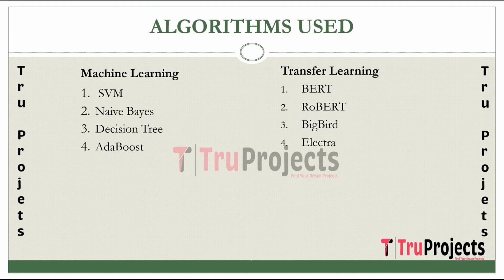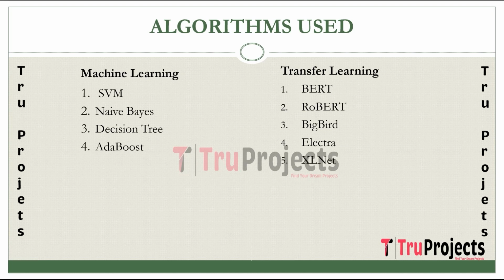The next algorithm is ELECTRA, which is Efficiently Learning an Encoder that Classifies Token Replacements Accurately. It is a transformer-based model that introduces a new pre-training task called replaced token detection. Unlike BERT, which uses masked language modeling, ELECTRA replaces a subset of tokens in the input sequence with plausible alternatives and then trains a discriminator to distinguish between the original and replaced tokens. This approach is more computationally efficient than MLM and has been shown to achieve competitive performance.